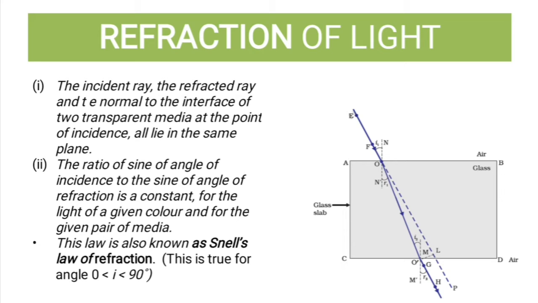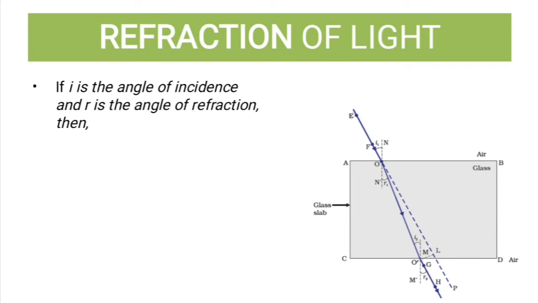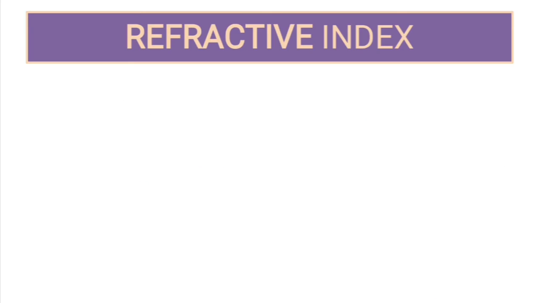Please note the spelling of Snell. It is not S-N-A-I-L. This is a different Snell. This is the name of the scientist, S-N-E-L-L. Well, provided the angle should be between 0 and 90 degrees. So this you have to remember always. Only then can you use this relation. If i is the angle of incidence, r is the angle of refraction, then how do we put it mathematically? sin i upon sin r is constant.